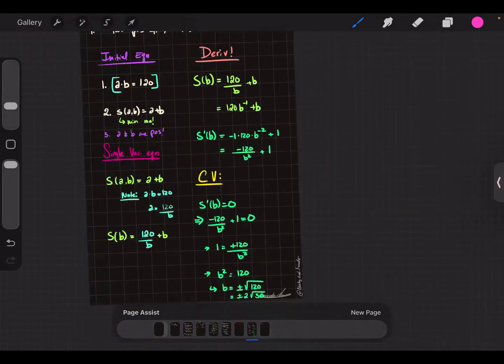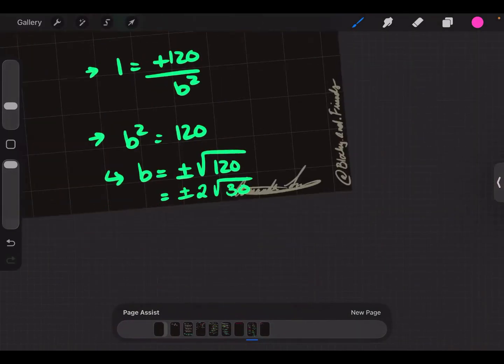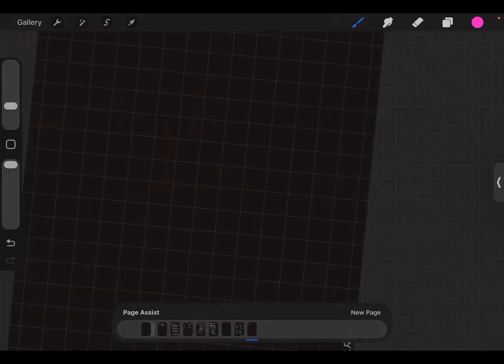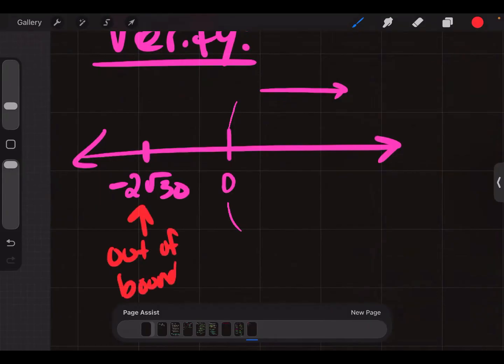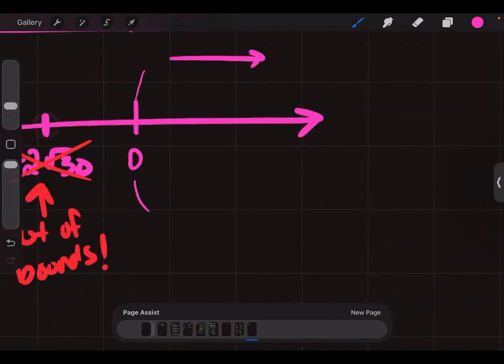Okay? Negative 2 root 30 is on the left side of 0. Negative 2 root 30 is out of bounds. So we do not have to look at this. Okay? And then we'll mark positive 2 root 30.